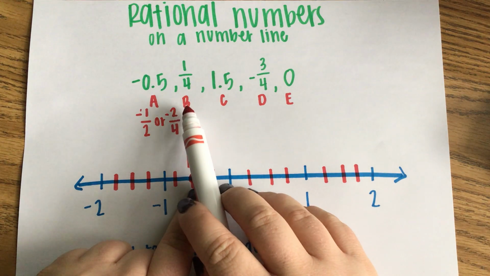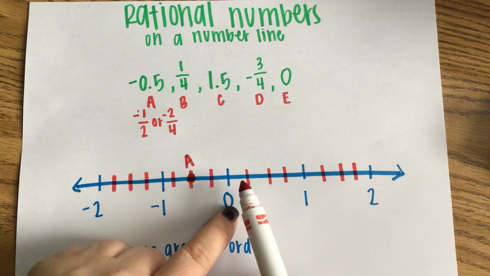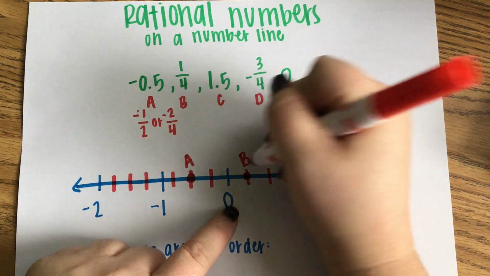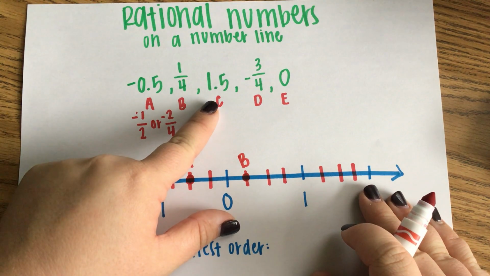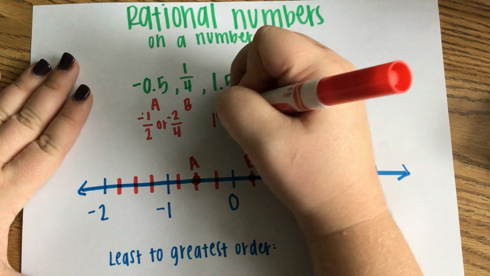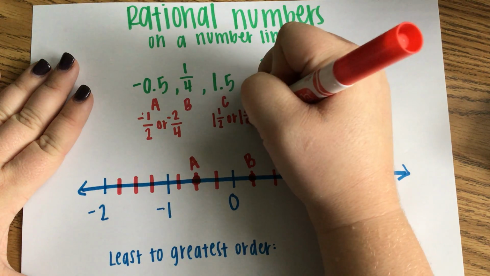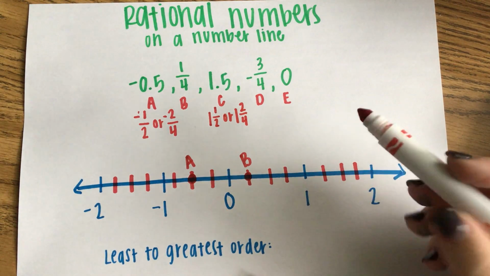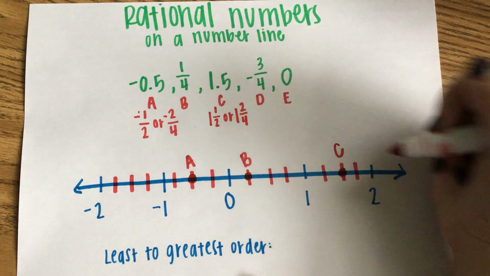Now I'm looking at this next one, 1/4. It's a positive number. So I know positive numbers are going to go to the right of my 0. So this is 1/4 right here. And again, I put my letter above it so that I know. Now 1.5, I know it's over 4/4. So I know this is the same as 1 and 1/2 or 1 and 2/4. So I know it's going to be past 1 because it's a positive number. 1/4, 2/4. So I'm going to label it, put C.